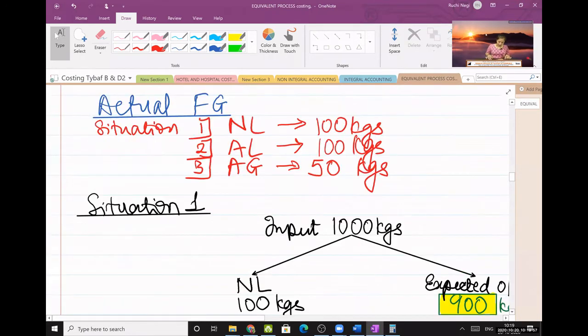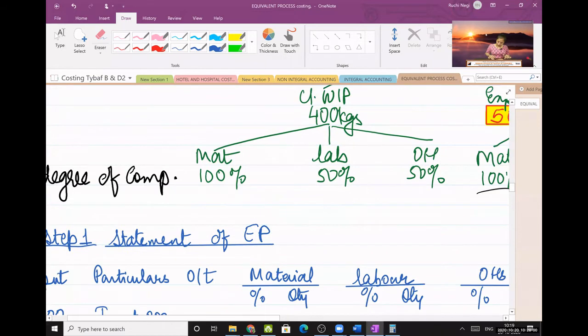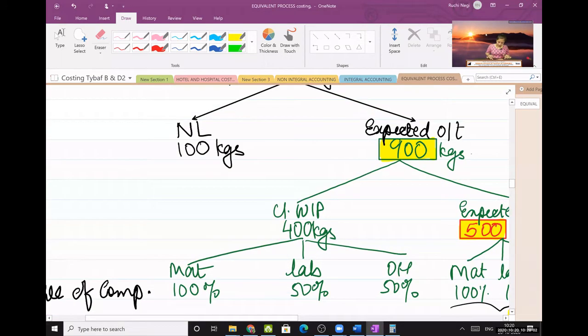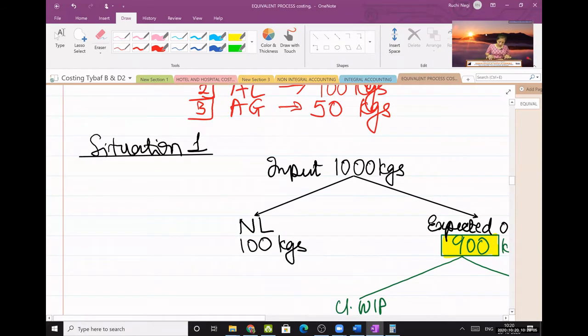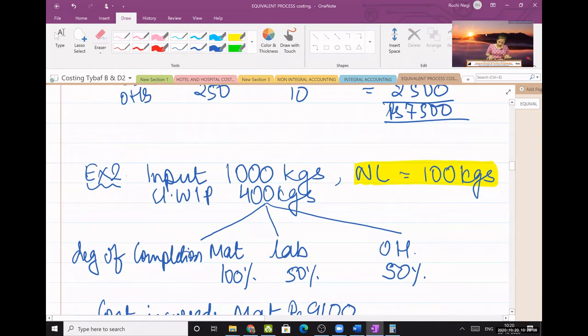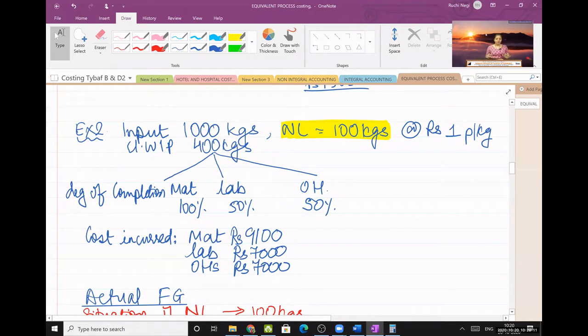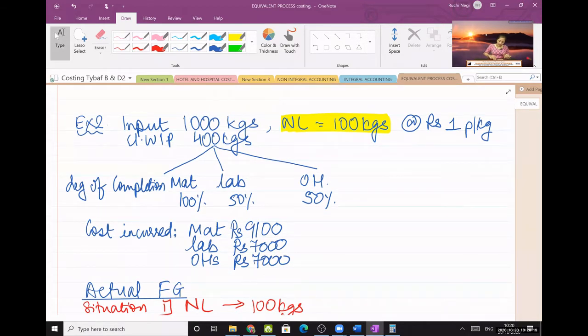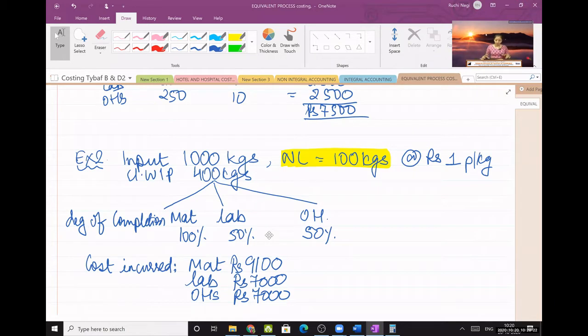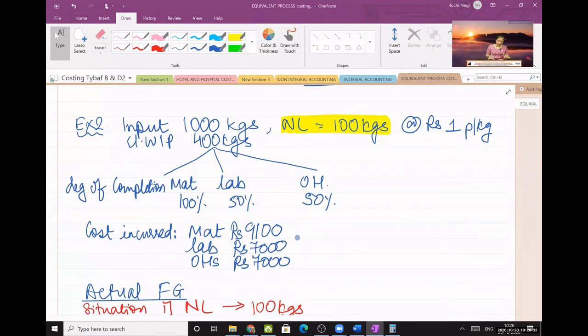This is the normal loss one. I'll first show you the sum so that you can recollect it. This is the sum which I had given, a small example. Input raw material 1000 kgs, normal loss was 100 kgs. The scrap value of the normal loss was 1 rupee per kg. Closing WIP 400 kgs, degree of completion is given 150/50, and the cost incurred is 9100, 7000 and 7000. So this is the question.